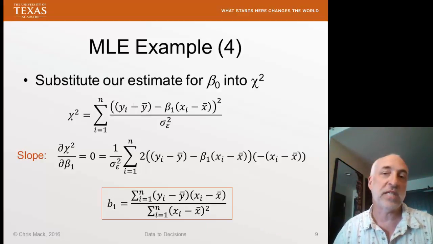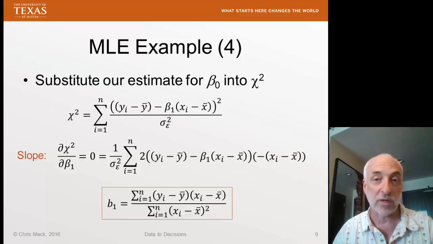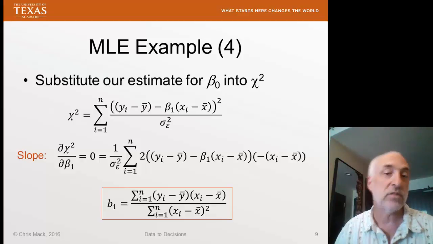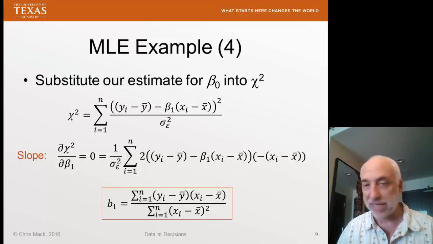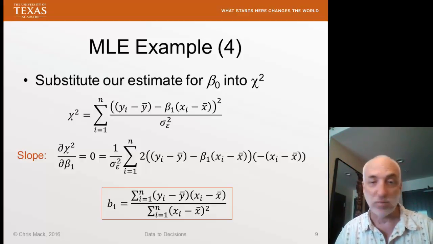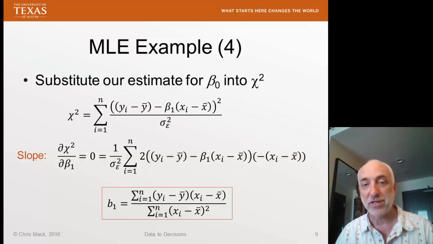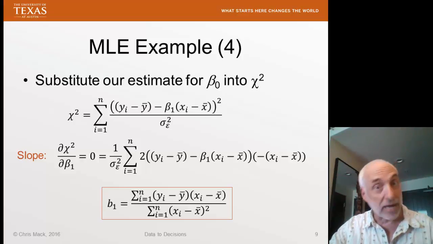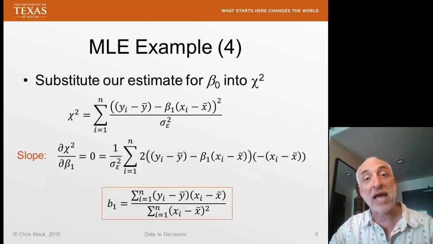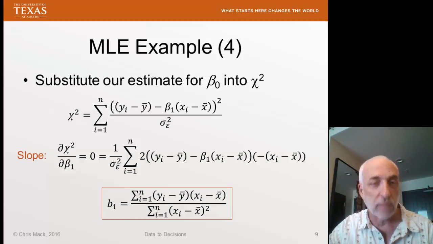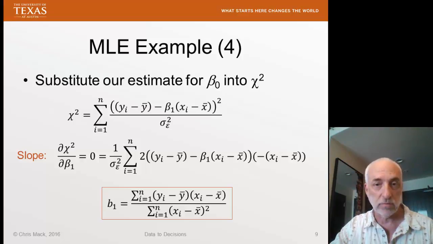All right, we can substitute this estimate for beta naught into the chi-square equation and then take the derivative with respect to beta 1, that is the slope. We do that, carry out the algebra, and we get the following equation, which if you go back to your standard undergraduate textbooks on linear regression, is probably the equation for the slope that you might have seen in the past. Now you can see where it came from. It came from this maximum likelihood estimate by taking the derivative of chi-square and setting it equal to 0.